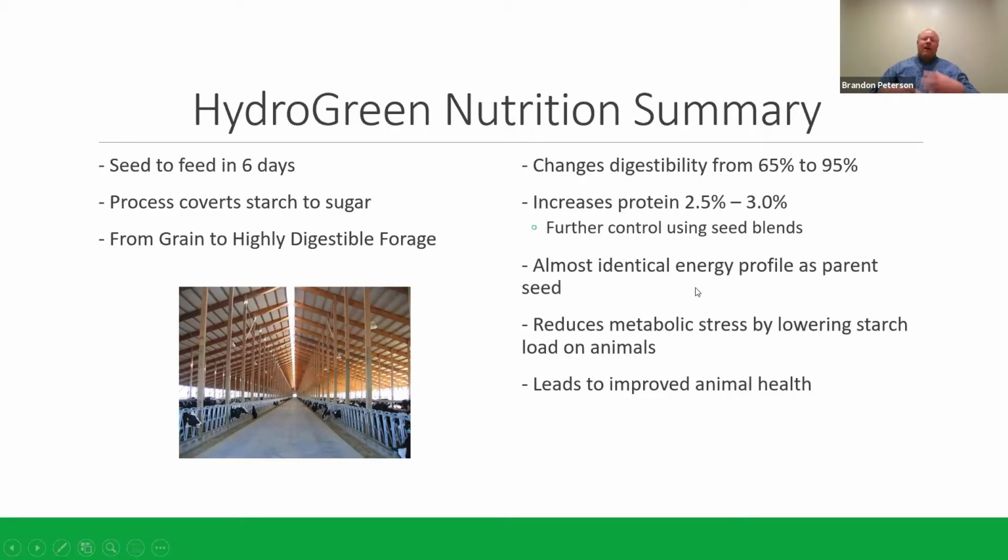So the neat thing about that, that's really where a lot of the digestibility is a great thing, and this part here, you're reducing metabolic stress by lowering the starch load on the animals. So when you can feed fodder and start replacing some grains, you're lowering the overall starch load. That's where we're starting to see some of the health improvements in these animals.